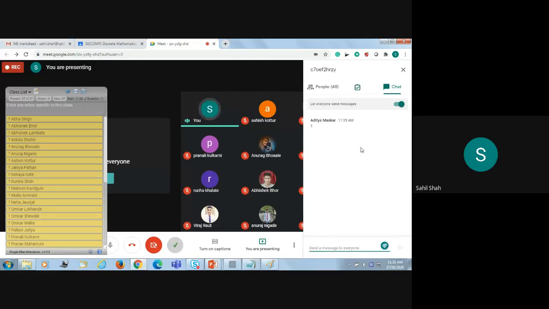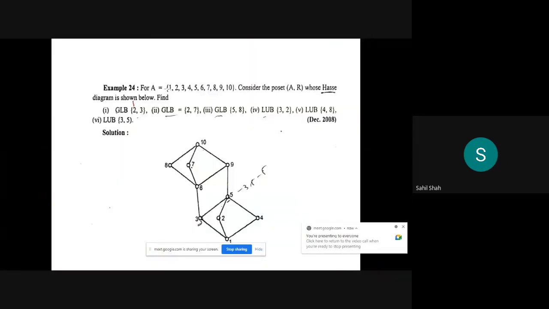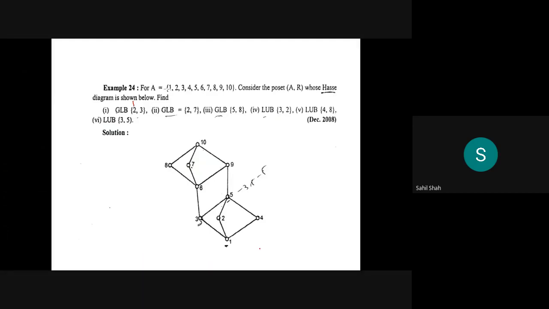Aditya, can you tell me what will be the least upper bound of pair 2, 3? I already said, even though they have asked about a particular one, we will be computing both. So the greatest lower bound is 1. What is the least upper bound? 5, correct. Okay, how come 5?